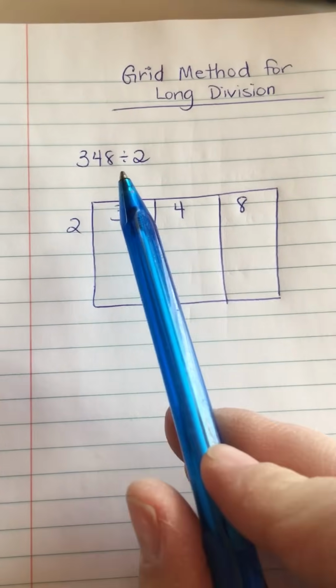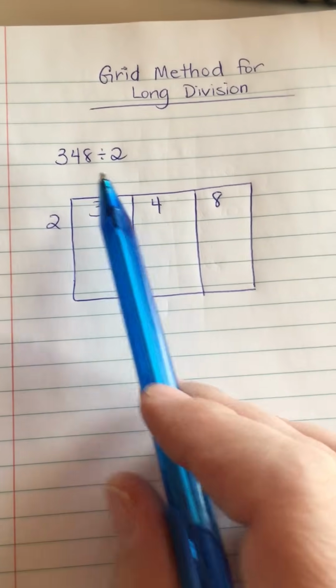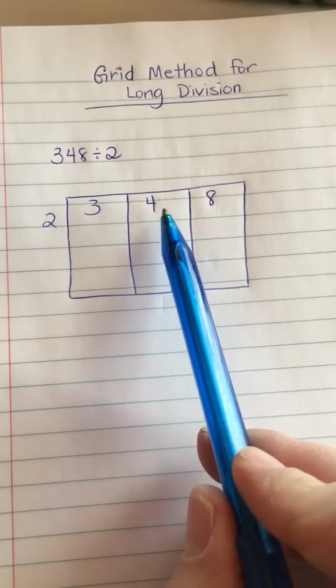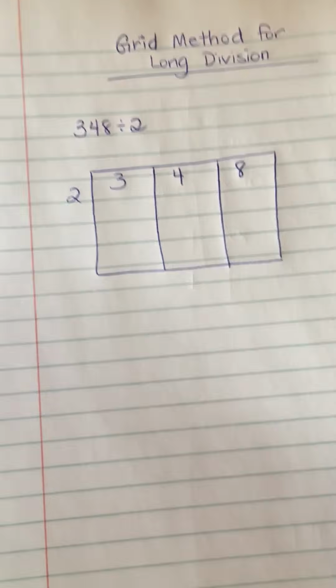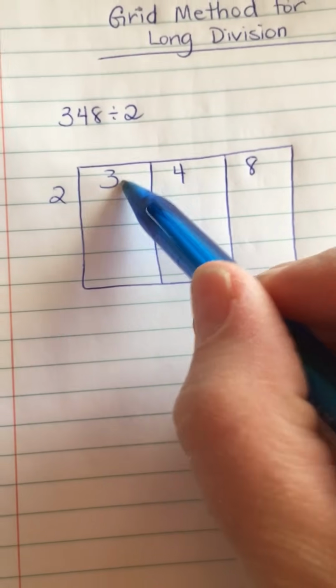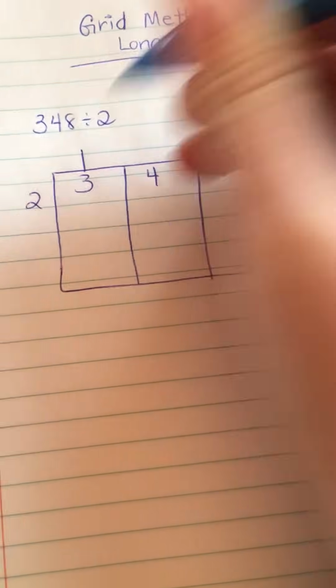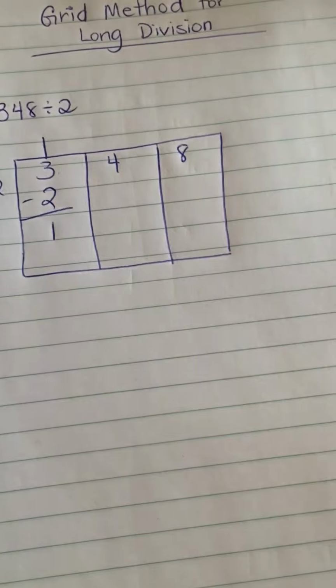So here we have 348 divided by 2. First of all, I'm going to set up my dividend, 348, inside this grid, and we'll put our divisor 2 on the left hand side. Now all we're going to do is ask ourselves, how many times does 2 go into 3? It goes in 1 time. Now we multiply. 1 times 2 gives us 2. We'll subtract that to give us 1.